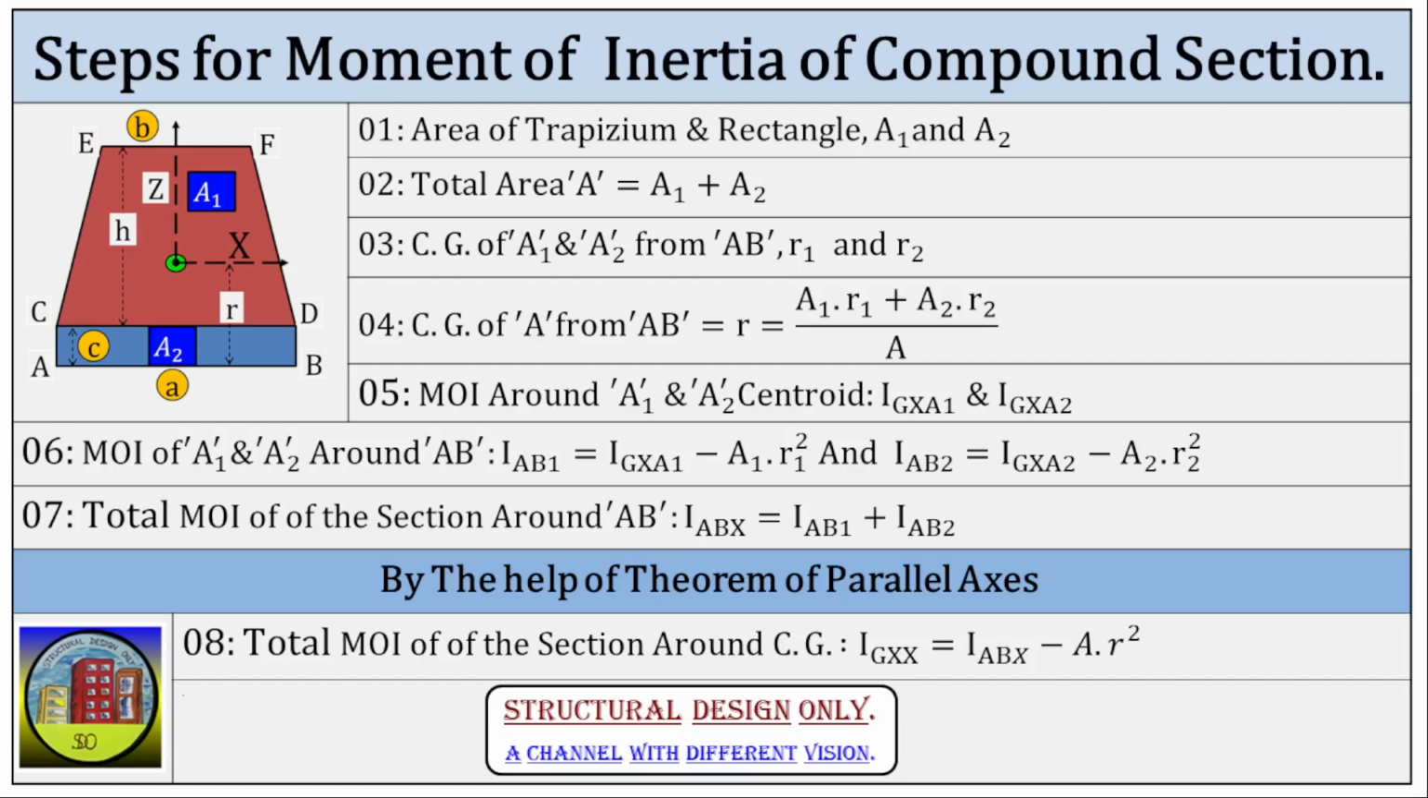Step 8. Using the theorem of parallel axes, calculate the total moment of inertia of the section around the centroid, denoted as IGXX, using the formula, IGXX equals to IABX minus A into R square. In the next slide, we will derive a formula for the entire compound section.